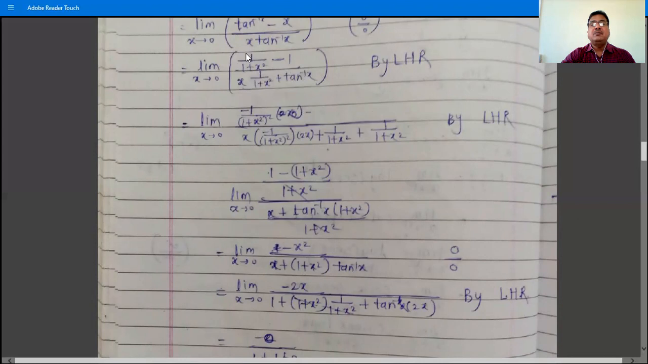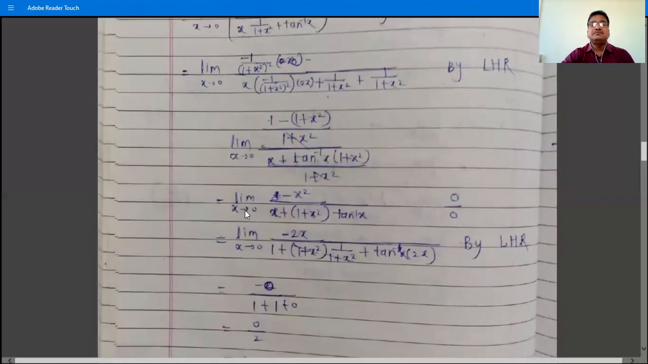And therefore the derivative of 1 by 1 plus x square is what? Minus 1 by (1 plus x square) whole square, into derivative of 1 plus x square, which is 2x, into 2x. Minus 1 by 1 plus x square into 2x. Derivative of this quantity, and derivative of minus 1 is 0, and derivative of x into 1 by 1 plus x square is u into v rule: x, and derivative of 1 by 1 plus x square is minus 1 by (1 plus x square) whole square into 2x, plus 1 by 1 plus x square, that is v, derivative of u is 1, plus tan inverse x derivative is 1 by 1 plus x square, by L'Hospital rule.